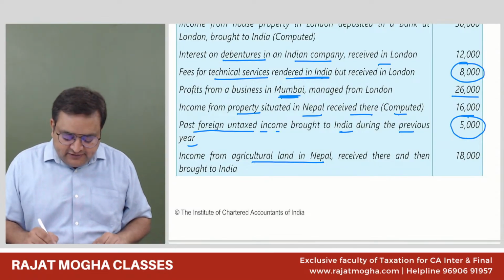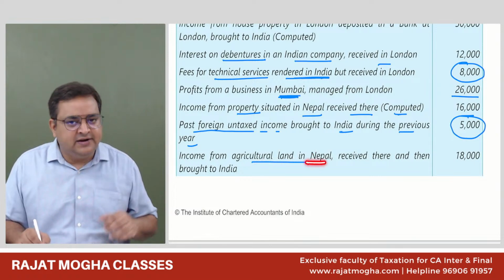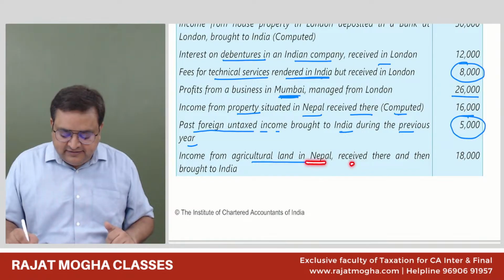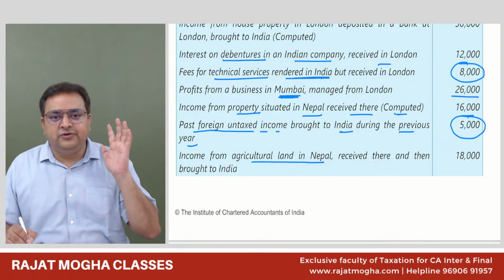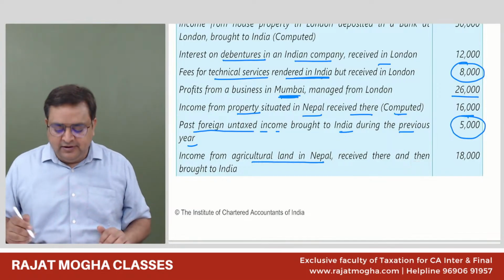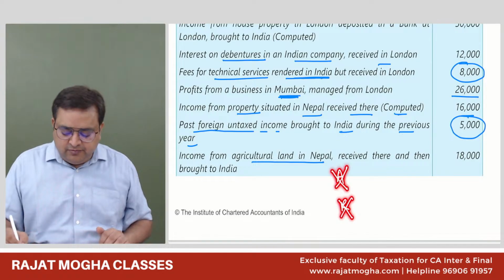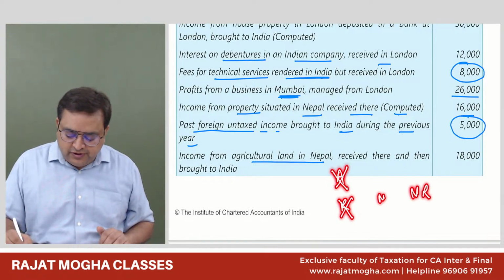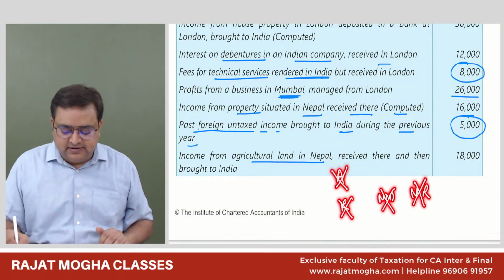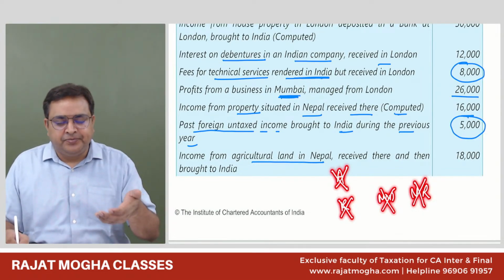So first of all, it is not an Indian income. This agriculture income is arising in Nepal. It is not arising in India. Received there. Received is also there. And then brought to India. Then it is remitted to India. So it is not arising, it is not received. So non-resident, not ordinary, they will not pay tax. It is not arising, nor is it received in India.